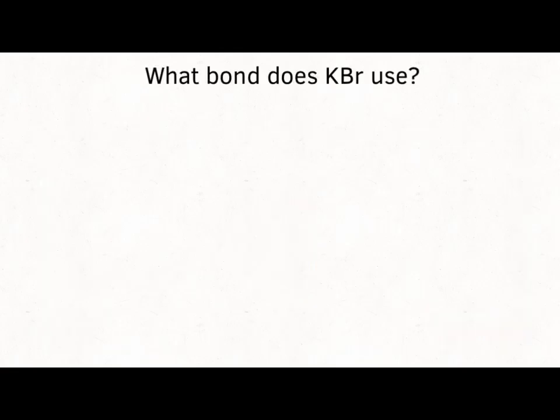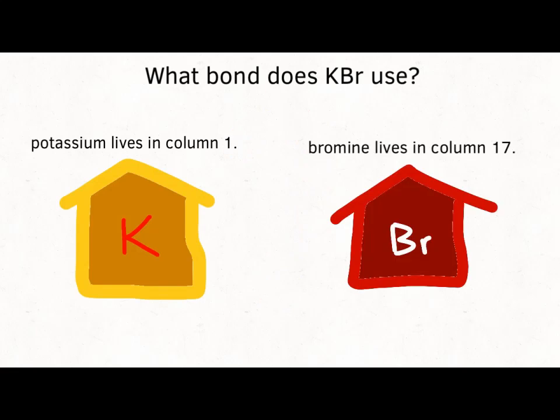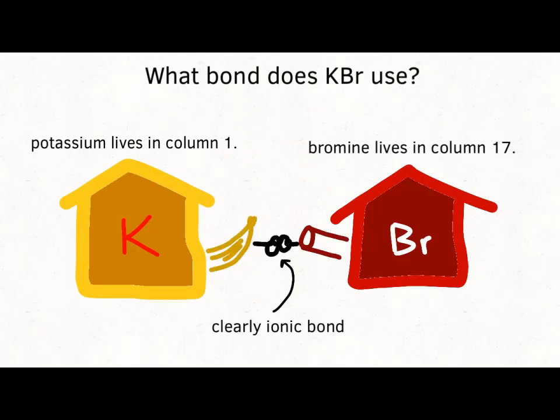Let's do examples. For instance, potassium bromide, or KBr. Which type of bond does it use? Let's see. Potassium lives in column 1 and bromine lives in column 17. Those 2 columns use the ionic bond.